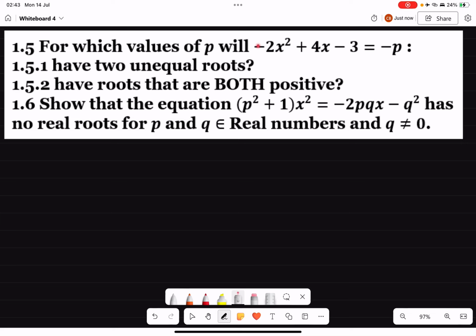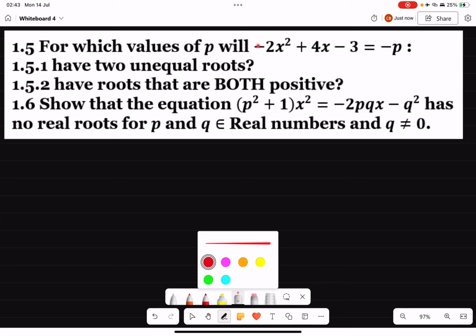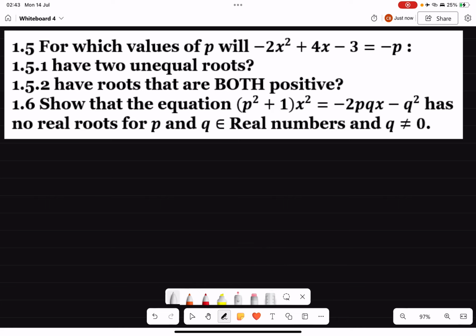For which values of p will this equation have two unequal roots? Okay, firstly, we need to rewrite the equation and bring all terms to one side. So we're going to have negative 2x squared plus 4x minus 3. We transpose the p to be plus p equals 0.